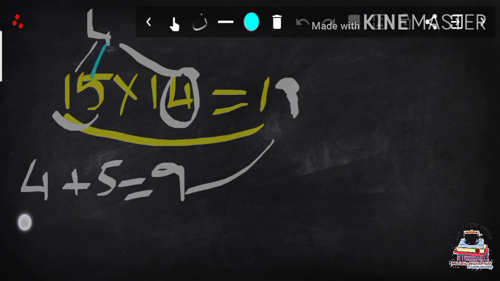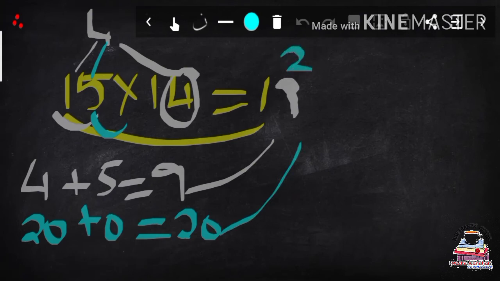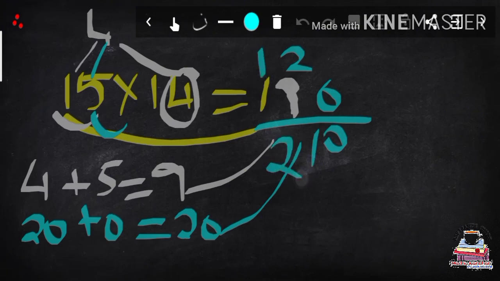And then to get the next digit, again I multiplied 4 with 5, that is 4 5s are 20, and as there are no digits after 5, I am taking it as 0. In 20 I am taking 2 as carry and I write 0 over there, and the overall answer is 210.